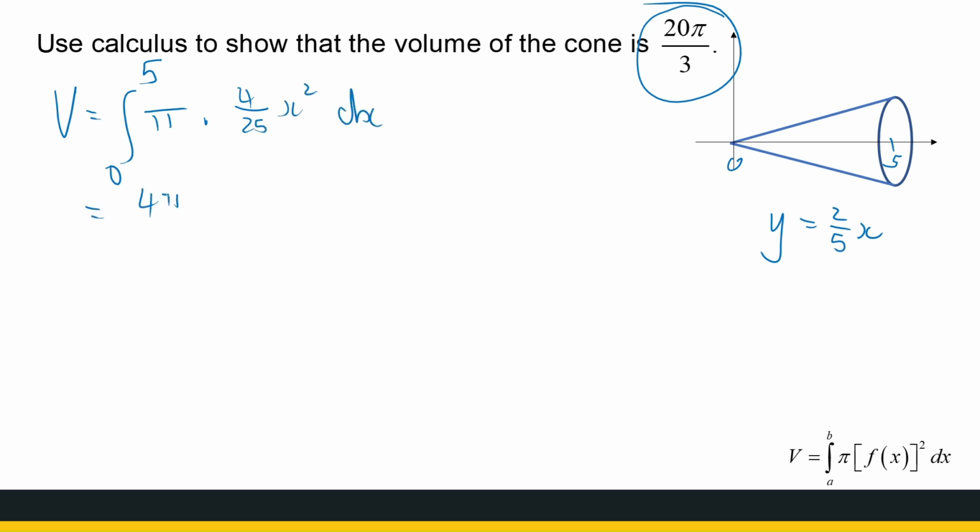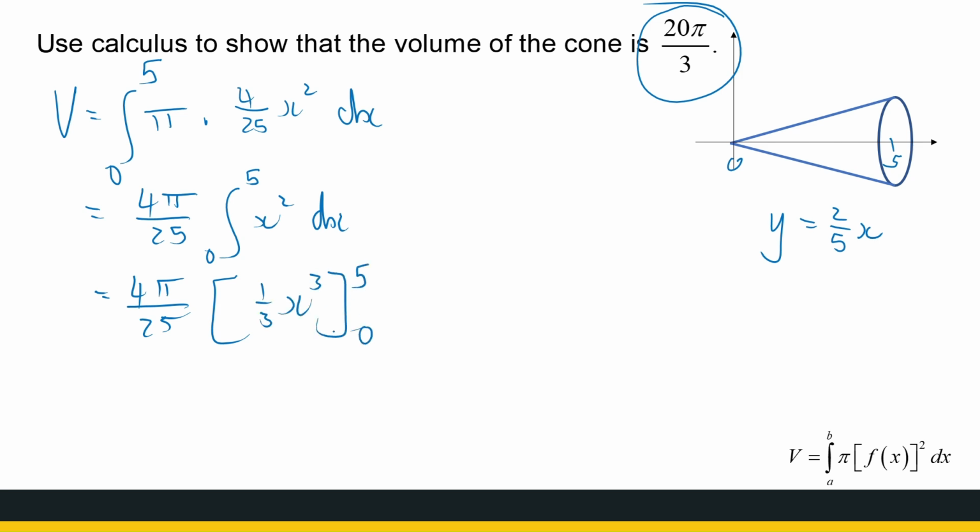So 4 pi over 25 I can take out. And I've got the integral from 0 to 5 of x squared dx. That's a nice integral: 4 pi over 25 times a third x cubed between 5 and 0. So that's 4 pi over 25 times 125 over 3, which gives me 5 times 4, which is 20 pi over 3, which is exactly what we wanted, so we're very happy to see that.